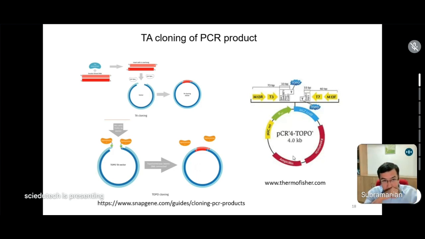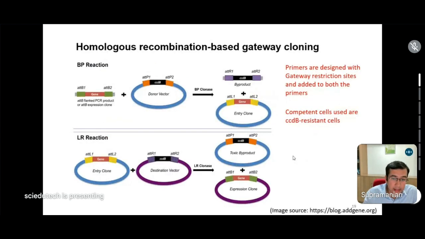Next slide, please. Next slide, please. So the slide is not moving. So yeah.